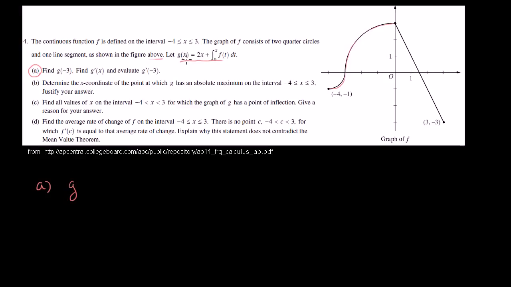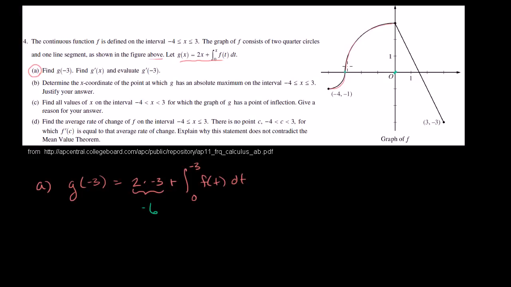So first of all, they tell us what g of x is. So for g of -3, every time we see an x, we just put a -3 there. So it's going to be 2 times -3, plus the definite integral from 0 to -3 of f of t dt. So this first part is pretty straightforward. 2 times -3 is -6. And then this part right over here is the definite integral from 0 to -3 of f of t dt.